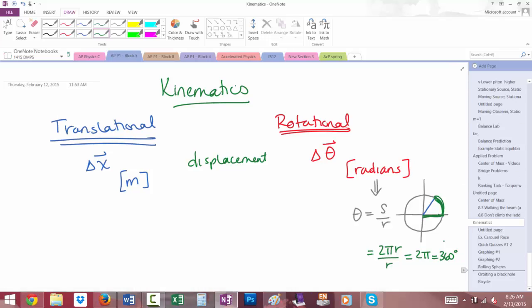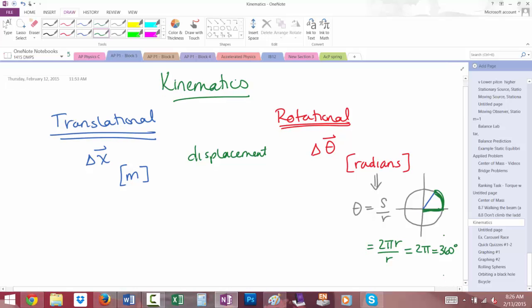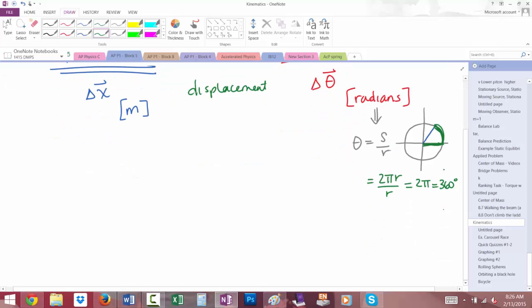That's displacement. After we talk about displacement for a while, we get a little tired of that. We want to know about displacement over time, right? Displacement over time is also known as velocity.